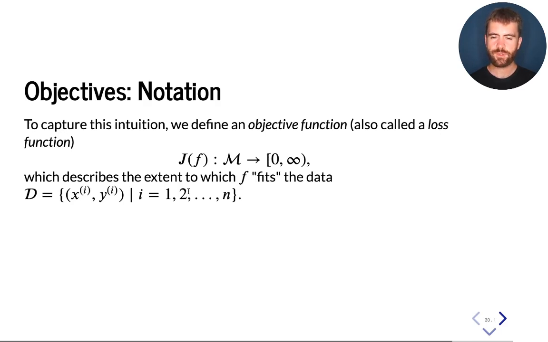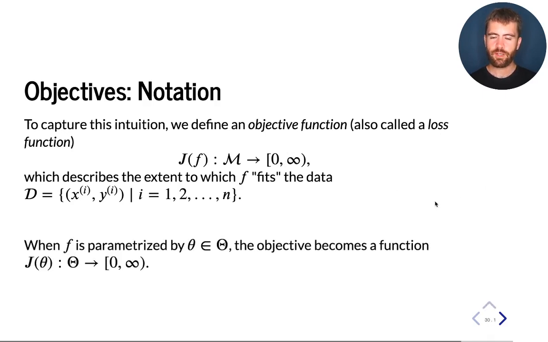So if a model fits the data well, it will have a low score. Or we can think of it as saying that it has a small loss. If the model is a bad fit and it fits the data poorly, then its loss, or the value of this objective function, will typically be high, and it will be perhaps closer to the infinity part of this range.